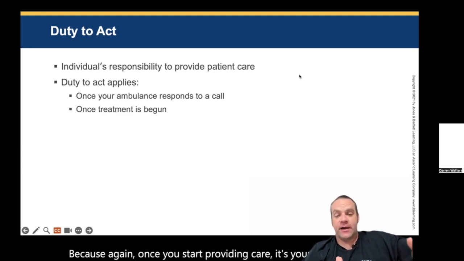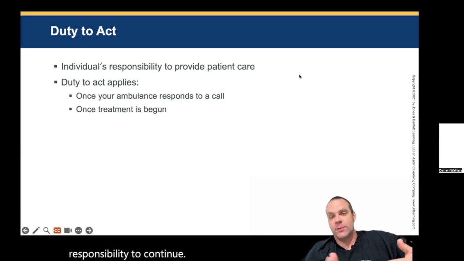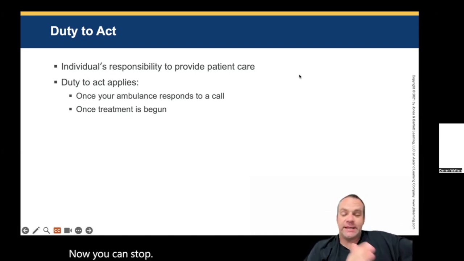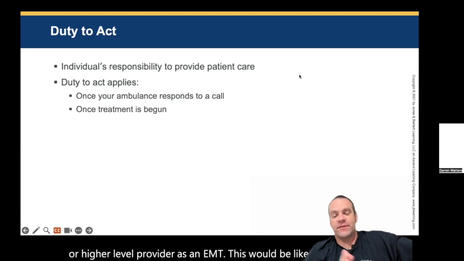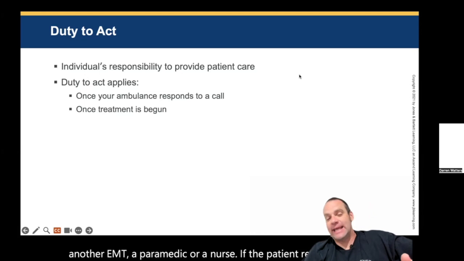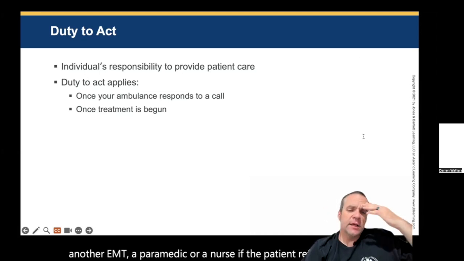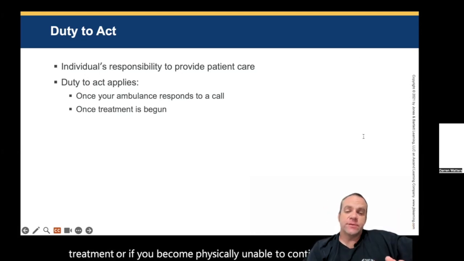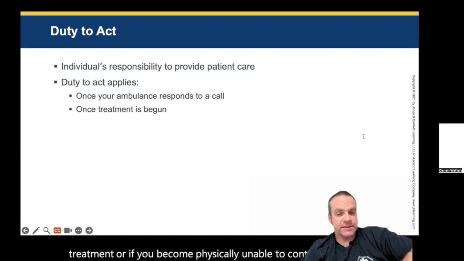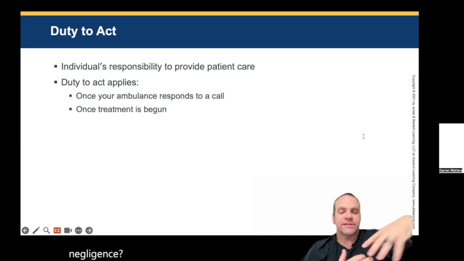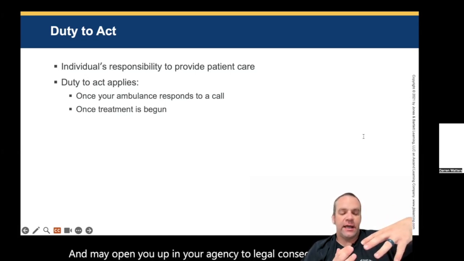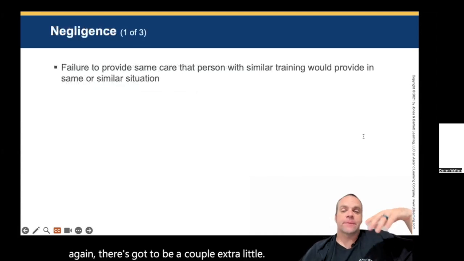You can continue until you transfer care to an equal or higher level provider. As an EMT, this would be another EMT, a paramedic, or a nurse. You can also stop if the patient refuses treatment, or if you become physically unable to continue. Failing to act when you have a legal duty can be considered negligence, and may open you and your agency up to legal consequences. But again, there are a couple of extra elements to prove, and we're going to talk about that.